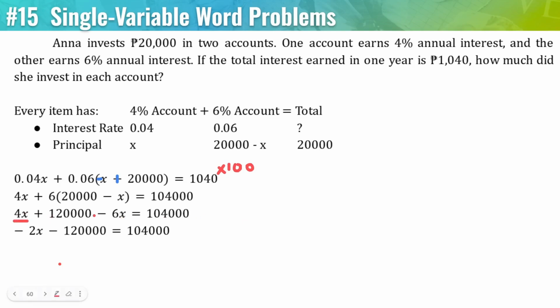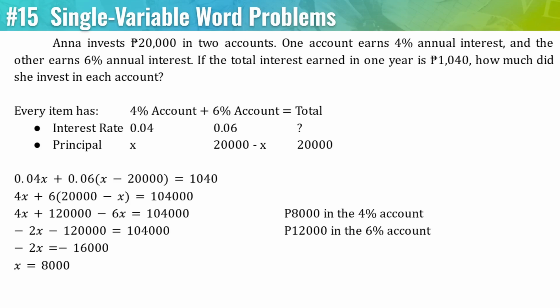So to isolate the terms with x on the left side, we have negative 2x plus 120,000 is equal to 104,000. So that's going to be negative 2x is equal to negative 16,000, which gives us x is equal to 8,000. So going back to our representation, she invested 8,000 in the 4% account and 12,000 in the 6% account.